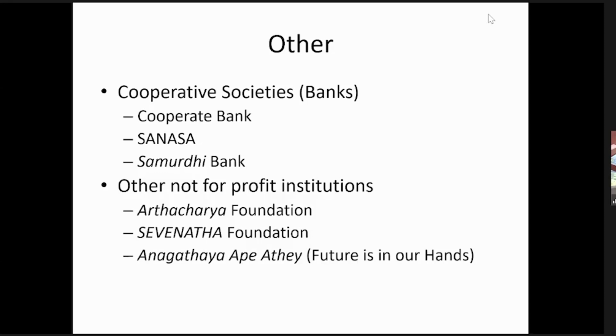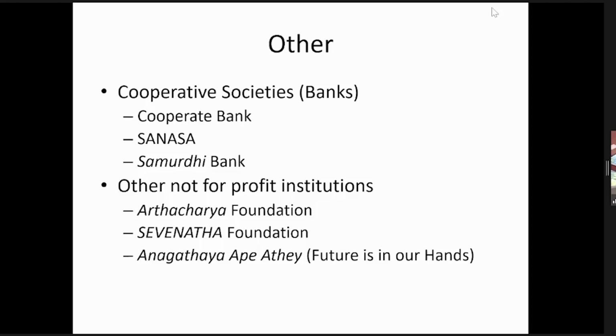And some other financial institutions are called non-profit institutions like NGOs. We have the Arthacharya Foundation, which is very popular in this country, and Sevanatha Foundation and Future in Our Hands. These two are in Badulla. So this is also like cooperative banks. They cannot borrow money from the public. So it totally depends on the membership fee.